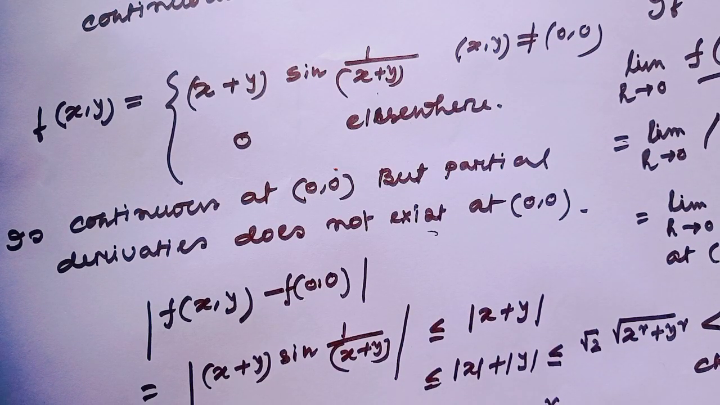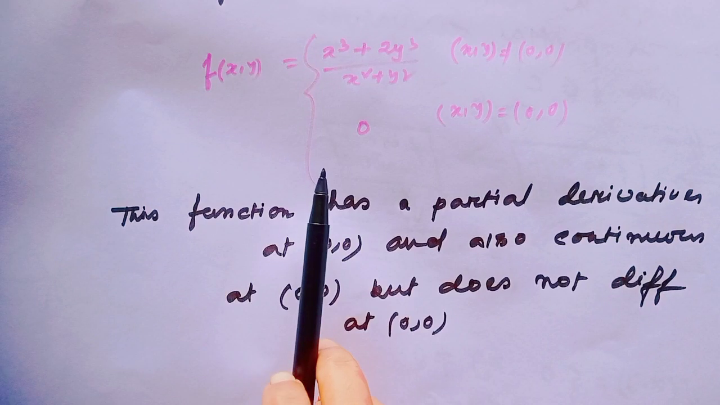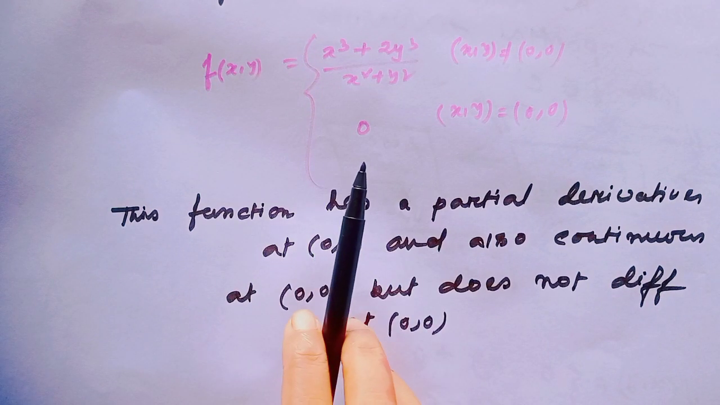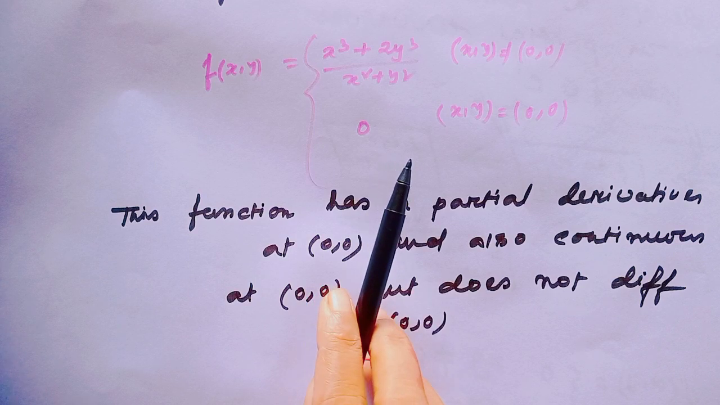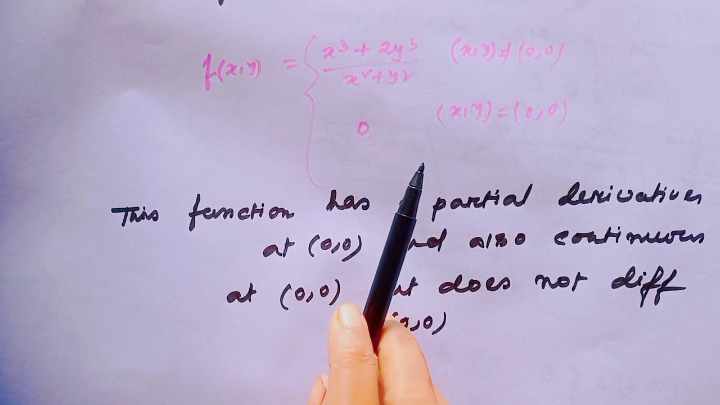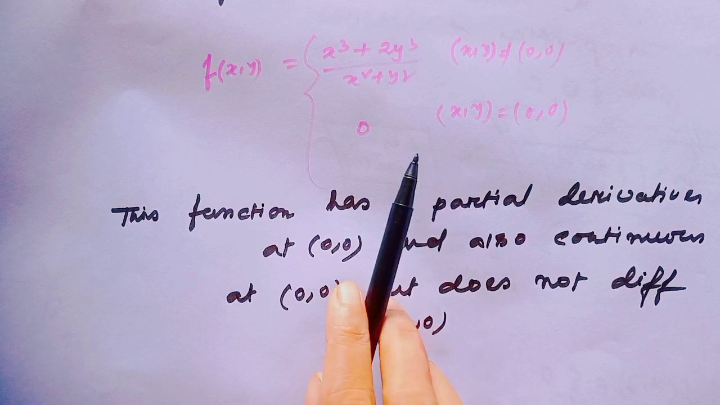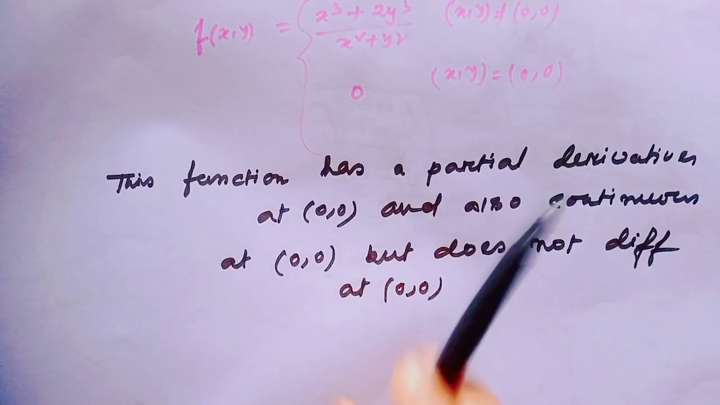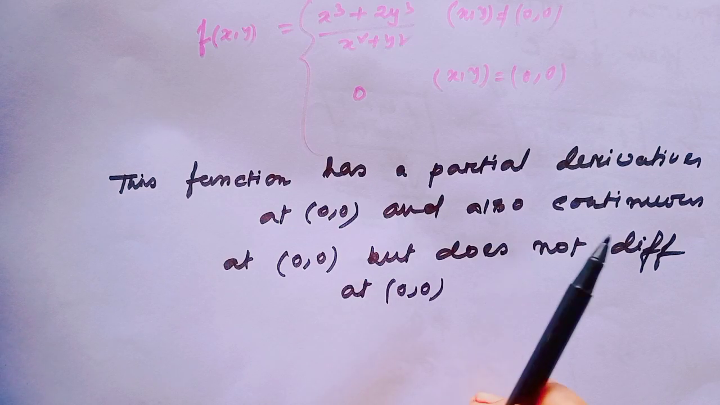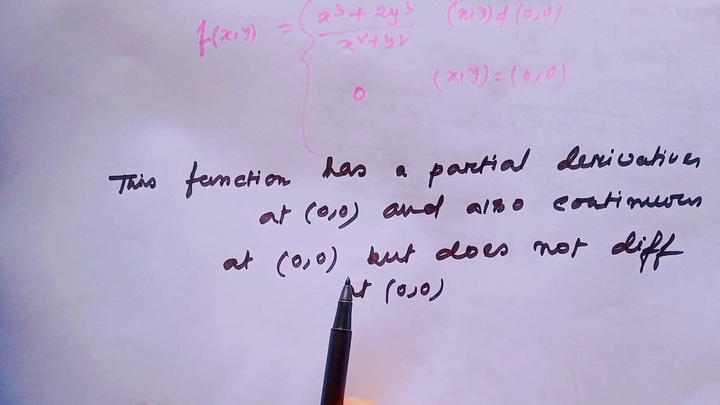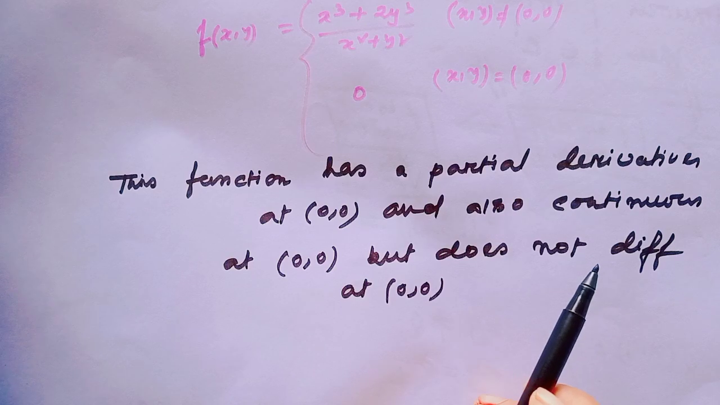Okay? Well, now I will see one new function. f(x, y) equals (x cube plus 2y cube) over (x square plus y square) when (x, y) is not equal to (0, 0), and otherwise the value is 0. And this function has a partial derivative at the point (0, 0), and is also continuous at the point (0, 0), but is not differentiable at the point (0, 0).